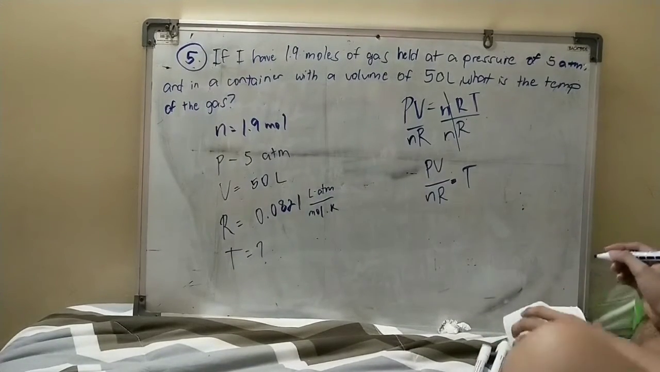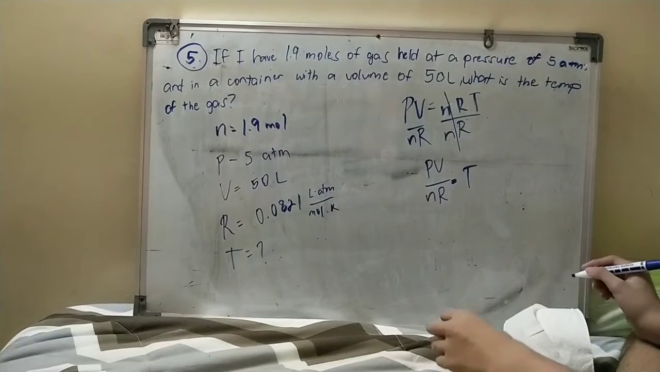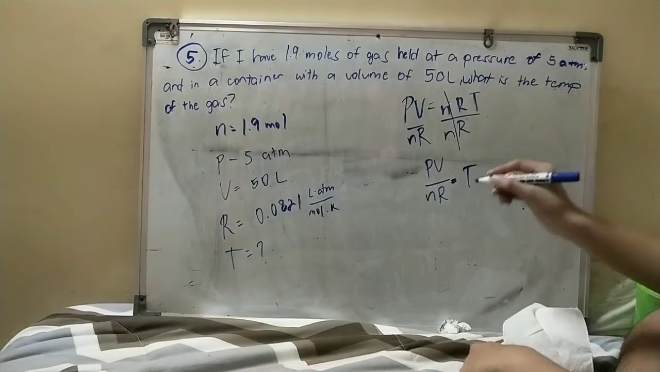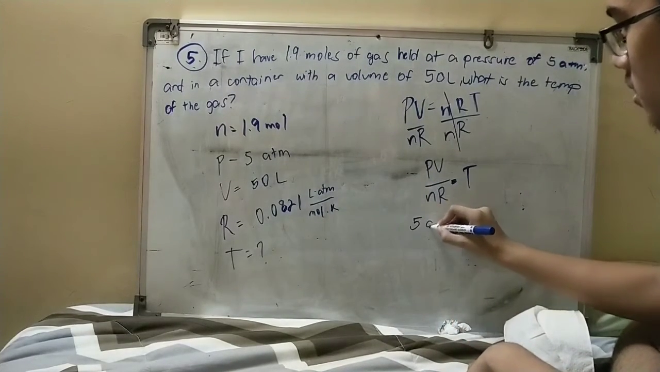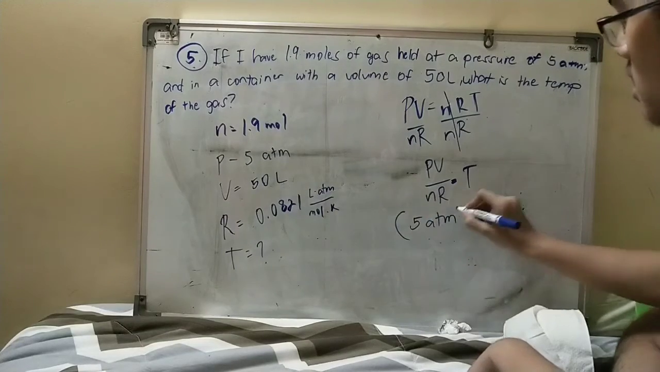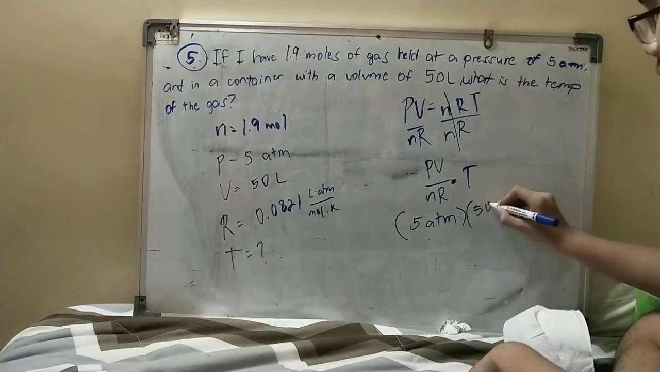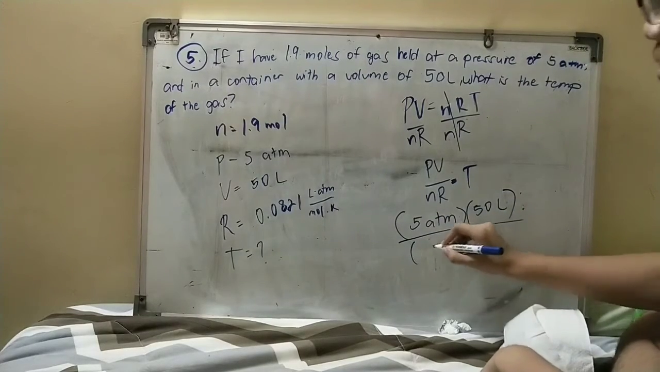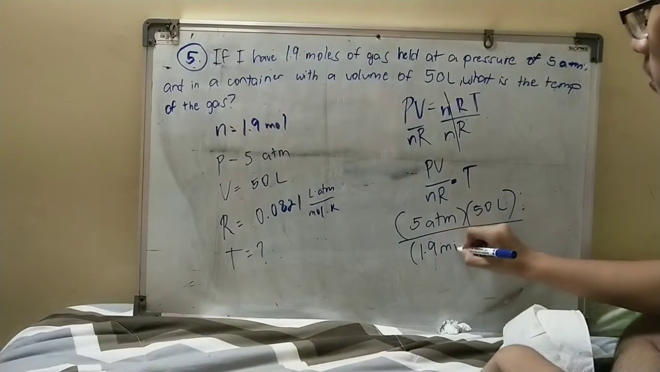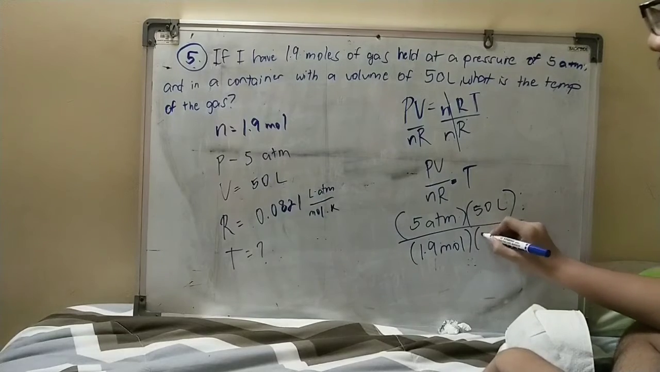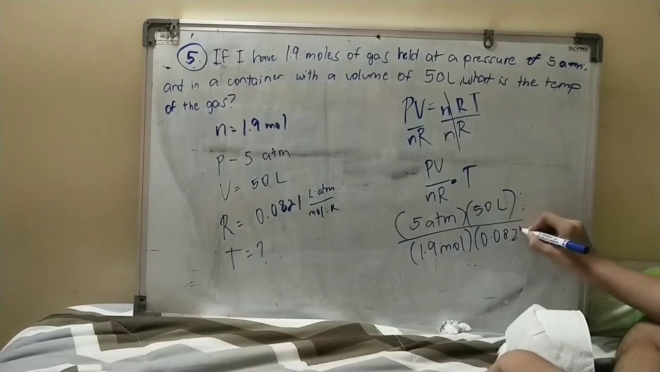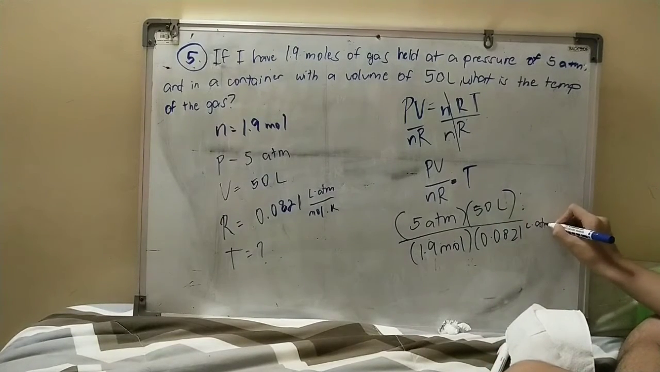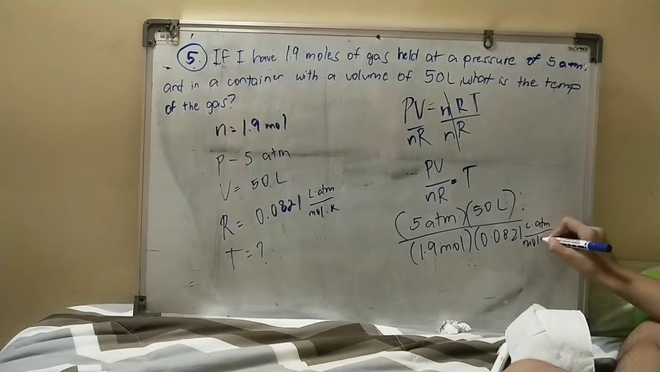Now, all we need to do is to substitute it into the formula. So P is 5 atmosphere, V is 50 liters, over n, which is 1.9 moles, and R, which is 0.0821 liters times atmosphere over moles times Kelvin.